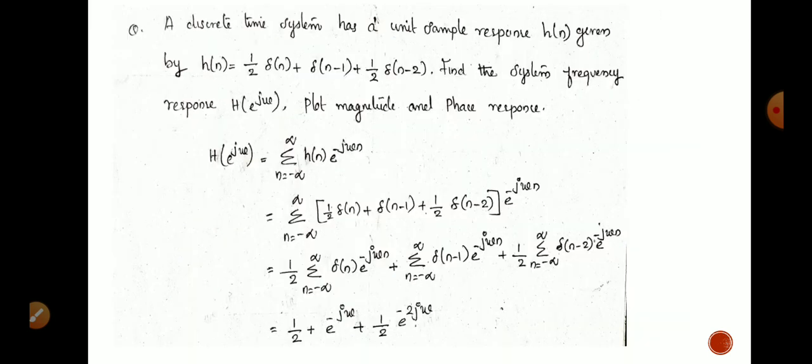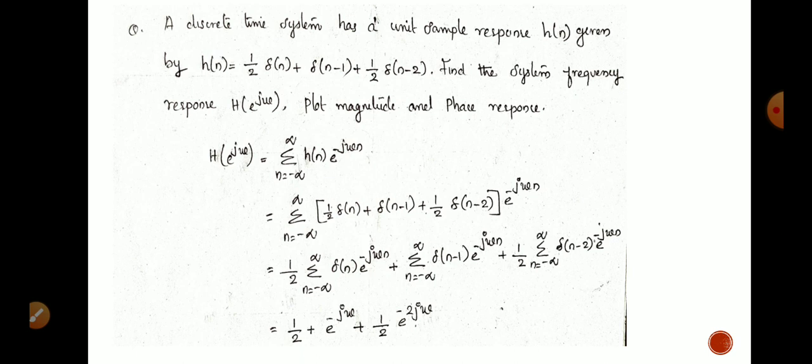Let us move to the next problem. A discrete time system has a unit sample response h of n given by h of n equal to 1 by 2 into del of n plus del of n minus 1 plus 1 by 2 into del of n minus 2. Find the system frequency response H of e raised to j omega, and plot the magnitude and phase response.